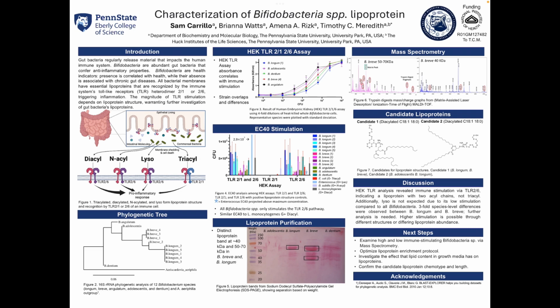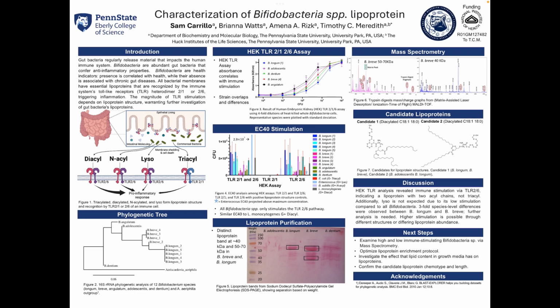By using only TLR2-1 or 2-6, we can see which pathway they use, and we can see that in the EC40s, they only interact with TLR2-6, indicating that they are diacyl and not triacyl, since they do not interact with TLR2-1. And we can also eliminate lyso since they have a different EC40 pattern than the positive control of Enterococcus, which has a lyso form and has a much higher EC40, which is the amount of cells needed for 40% of the total concentration.